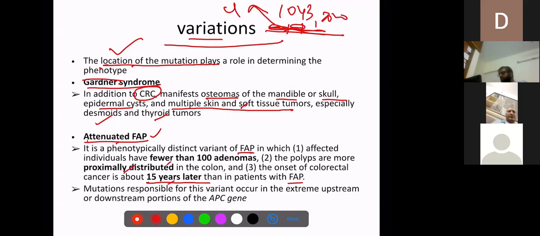Mutations responsible for the variant occur in the extreme upstream or downstream portions of APC. I told you, the location of the mutations will be extremely upstream or extremely downstream. Classic FAP is classical: the mutation is in the center.